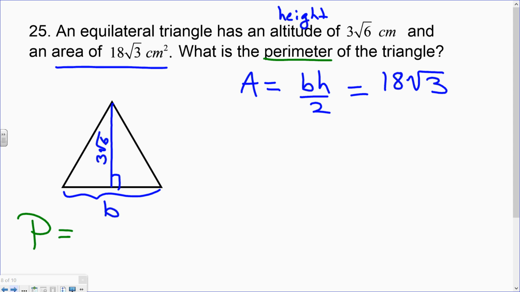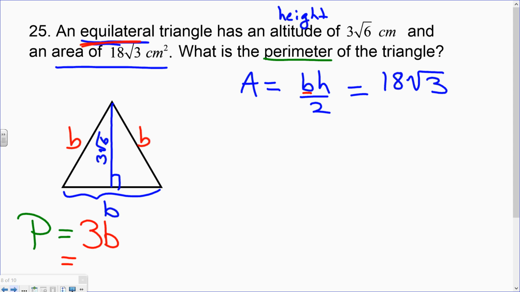Somehow I need to get all 3 sides. I've got one side's going to be B, but how am I going to come up with the other sides? Because perimeter is going to be all the way around. Perfect. Because it's equilateral, we know that all 3 sides have to be the same. So these are both also B. So the perimeter is going to be 3 times B. So I simply need to figure out what B is.